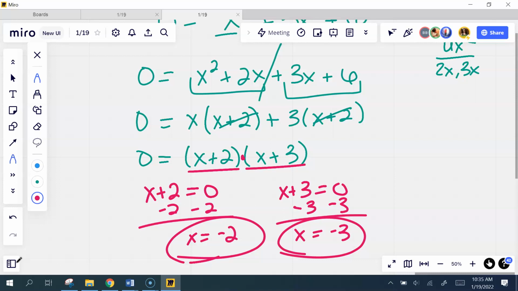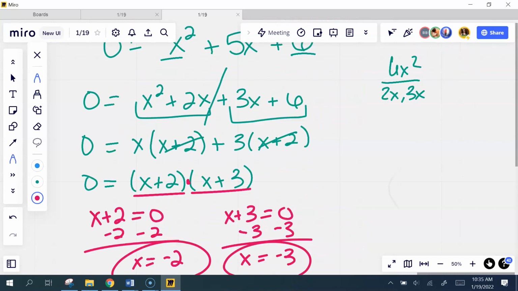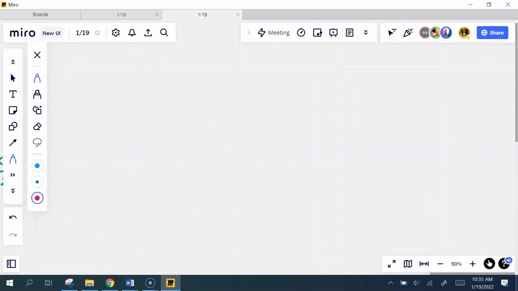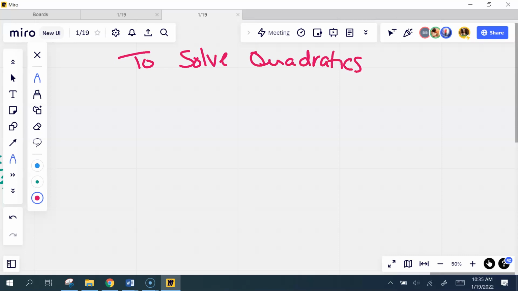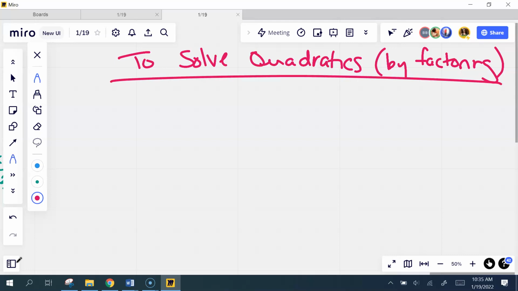So let me make a general statement for you. To solve quadratics by factoring, because the entire rest of this unit is all about different ways to solve quadratics. So this one is solving by factoring, which is always our go-to if we can ever do it.